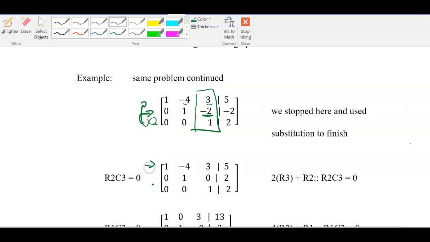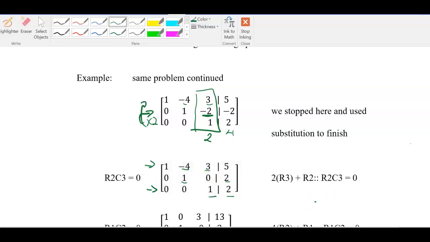So row 1 stays, row 2 stays. So this becomes a 2 and a 4. 2 plus negative 2 is 0. 4 plus negative 2 is 2. So right now I've got z equals 2. Y equals 2. Now I have to get rid of both of these.